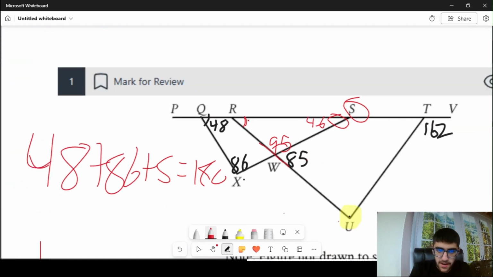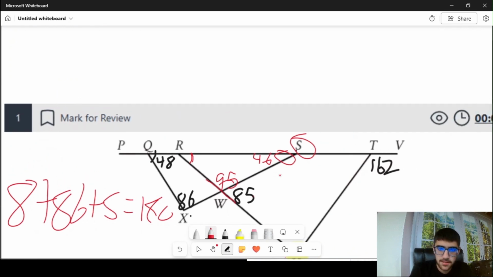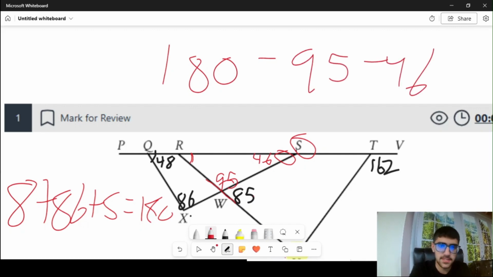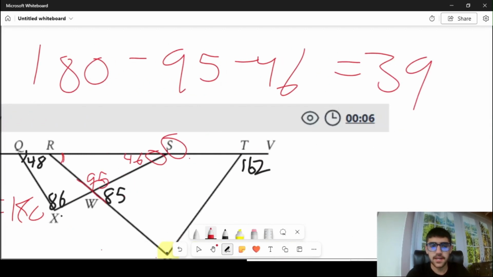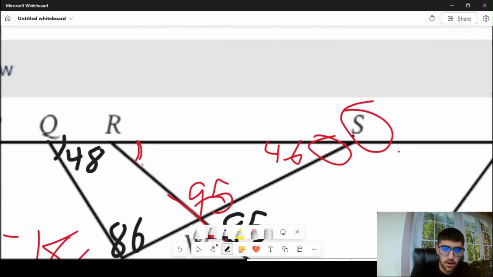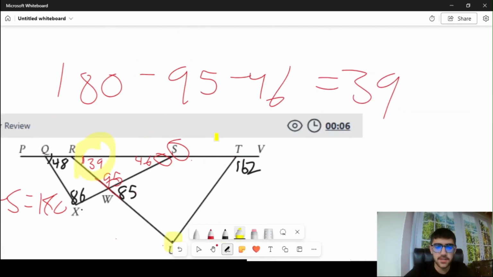But then from there I can finally get angle SRW. SRW is 180 minus 95 minus 46. I put that into Desmos. 180 minus 95 minus 46, and I get 39. So I found one angle right now. Angle SRW is 39. I'm just gonna circle it like that because we found it.